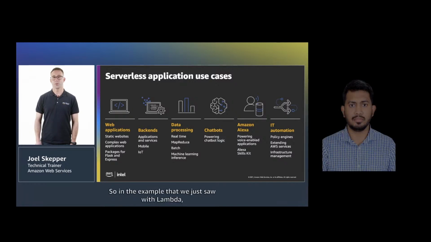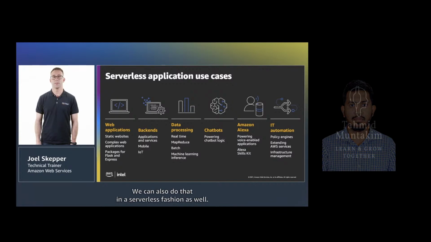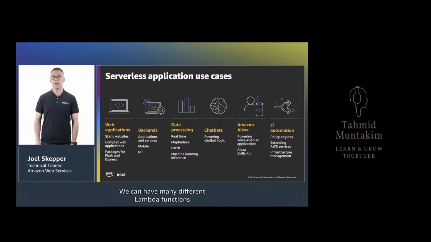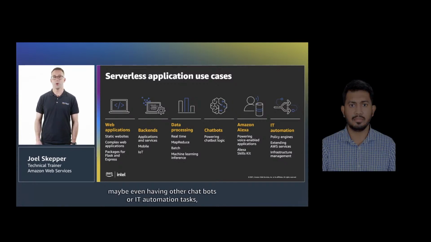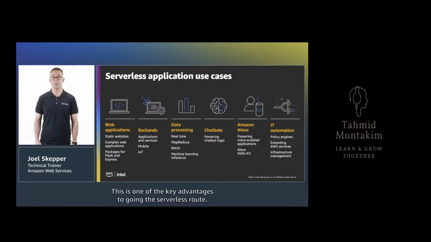So in the example that we just saw with Lambda, we're doing something very simple. But what if we want to create an entire backend? We can also do that in a serverless fashion. We can have many different Lambda functions and other services within AWS that will integrate with Lambda so that we can create an entirely serverless backend. Maybe you're performing data processing or creating reports. Maybe even having other chatbots or IT automation tasks, all serverless in the back end, and we don't have any running or idling resources. This is one of the key advantages to going the serverless route.